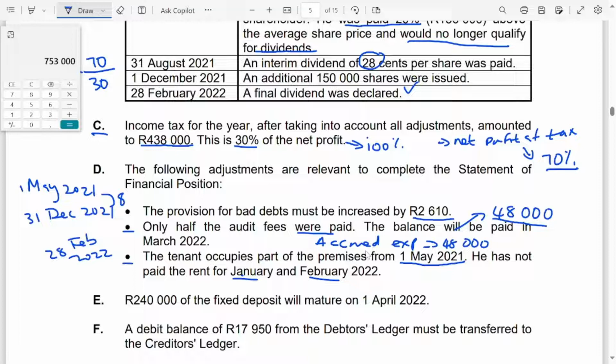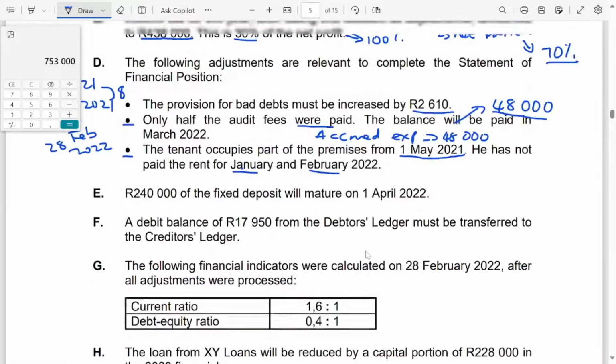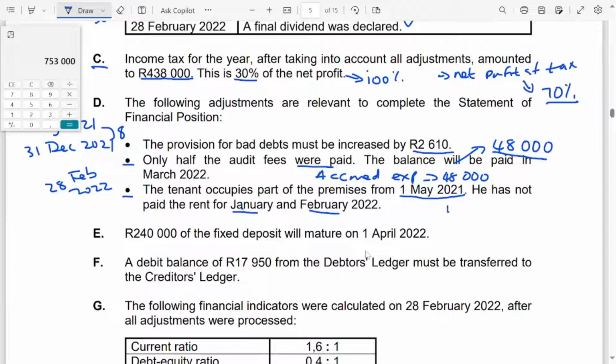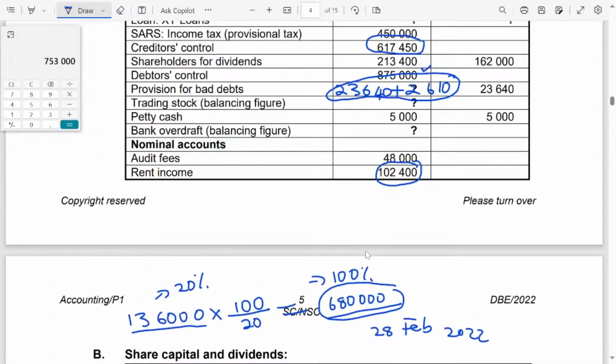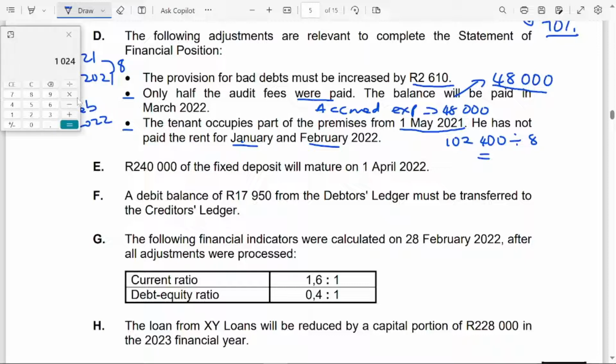Now let's go and check that rent. The rent is 102,400. This amount is only for 8 months, so divide by 8. We want to know how much the rent income per month is. 102,400 divided by 8 is 12,800. We are looking for the rent of January and February, so 12,800 multiplied by 2, because it's only 2 months. That is 25,600.